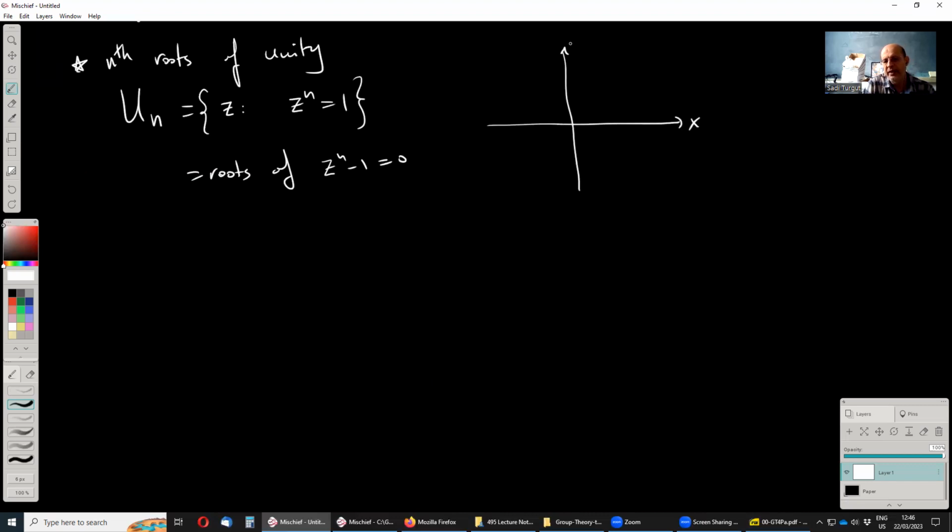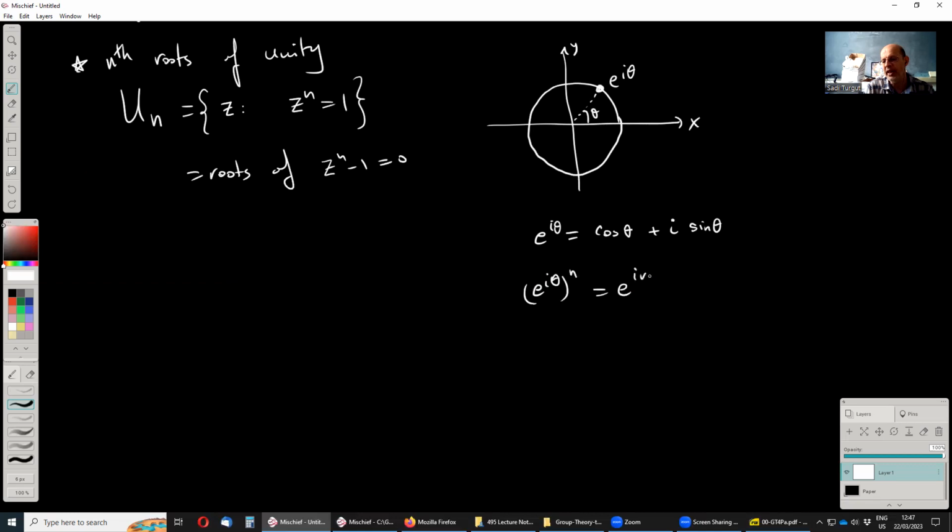In complex algebra, there's something called the unit circle. The points on the unit circle correspond to some complex numbers. So if that angle is theta, then that complex number is e to the i theta. It has a real part, which is cosine theta, and an imaginary part, which is sine theta. The nth power of this thing, since this is really an exponential, is equal to e to the i n theta.